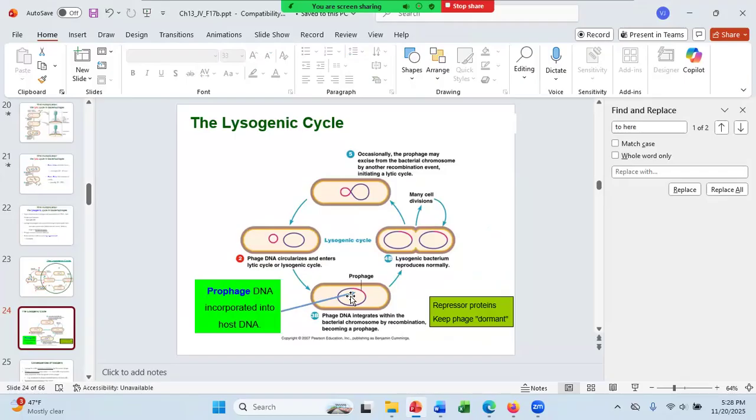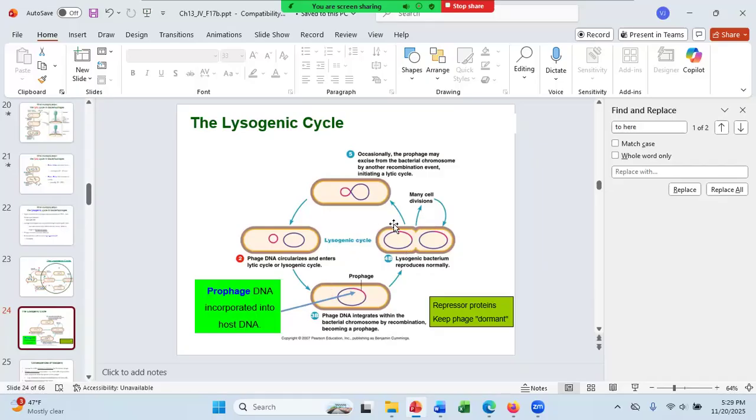And that prophage will express a repressor protein. While this repressor protein is active, it will keep the lytic life cycle genes dormant. So the lytic life cycle genes will not express, and the virus will not multiply in the lytic life cycle. And like I said, that can go on for many divisions where the cell is actually living in symbiosis with the lysogenic virus and the host cell.